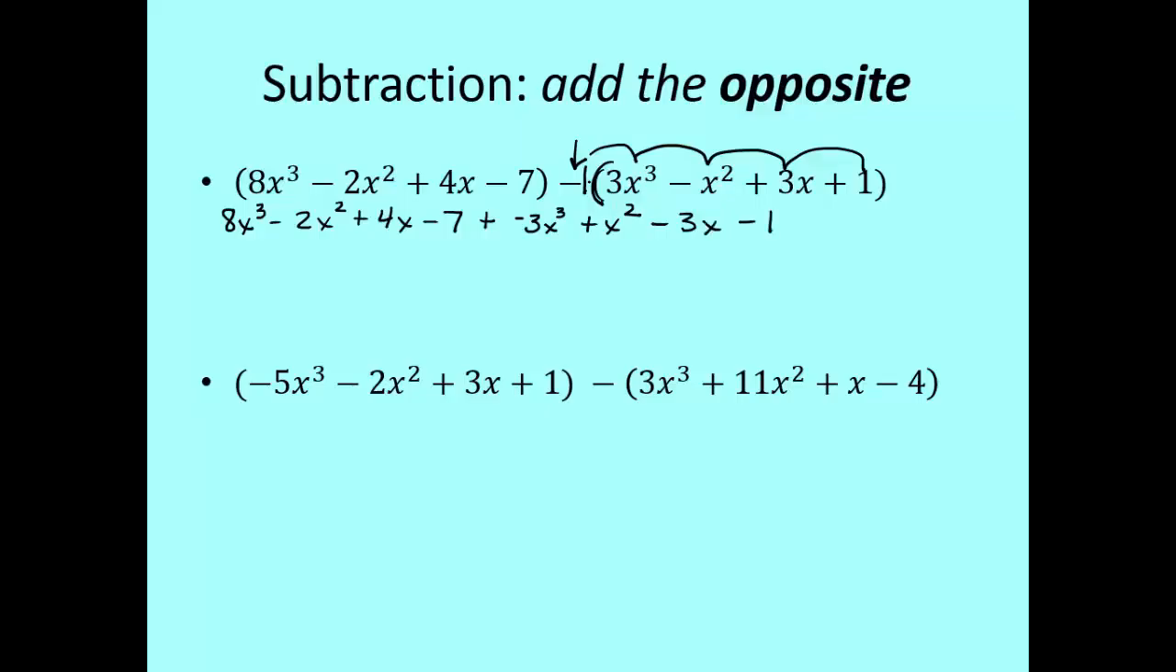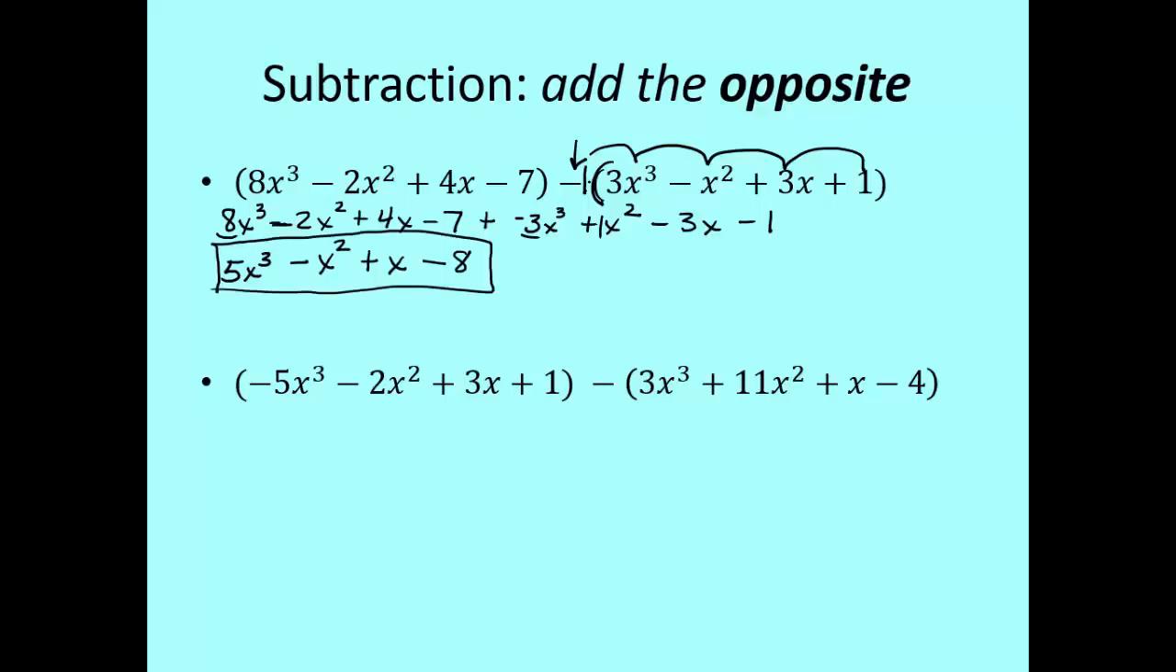Now collect like terms. So for cubes, I have 8 minus 3 is 5x cubed. For x squared, I have a negative in front of the 2 and a positive 1x squared. So if you combine positive 1 and negative 2, you get negative 1x squared. For the x term, I have a positive 4 and a negative 3. 4 minus 3 is 1x. Put a plus in front of it to separate the terms. And negative 7 minus 1 is negative 8. That is the final answer.